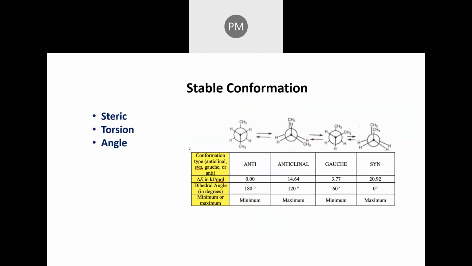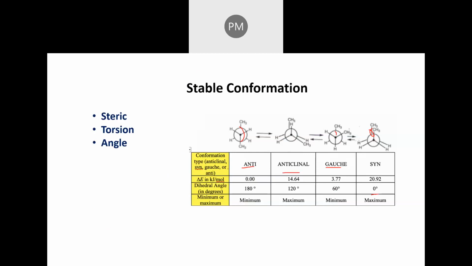For that, similar to these cases, in the conformation where the angle between the two methyl groups, that is the dihedral angle, is 0 degrees, this one will be our eclipsed conformation. When the dihedral angle is 60 degrees, this will be our gauche conformation. When the dihedral angle is 120 degrees, this is also an eclipsed conformation, and when the dihedral angle is 180 degrees, this one will be our anti conformation.